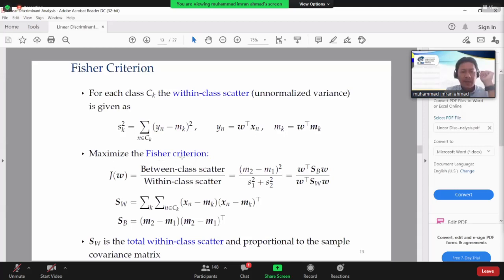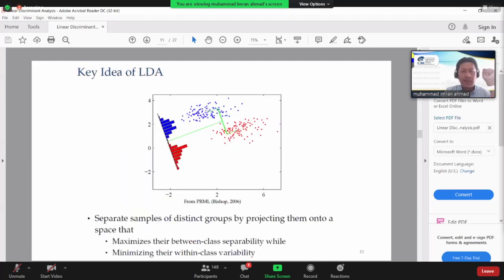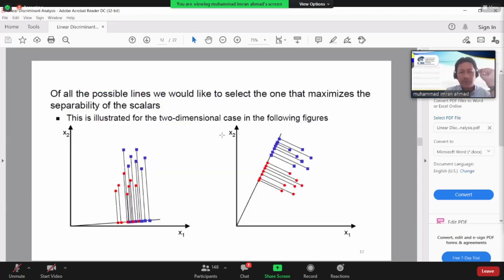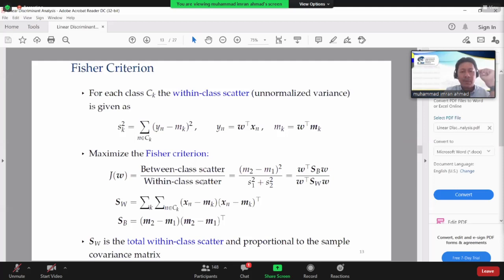So our target is to maximize the Fisher criterion. We want to maximize between class scatter divided by within class scatter. Between class scatter is the scatter between two different classes, this class and this class. We want to maximize this, and at the same time, within class scatter must be very small.